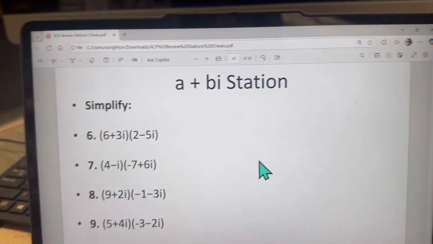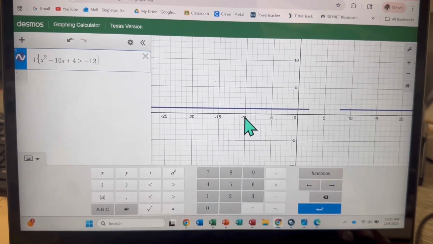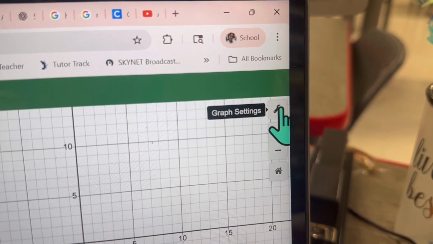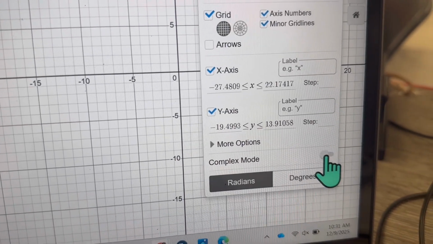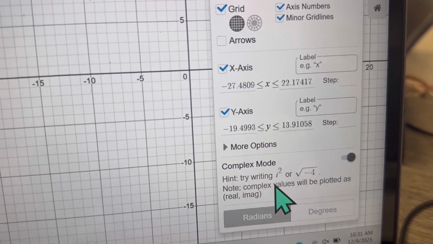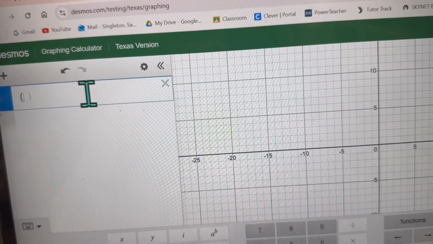That's how I taught you, because that's my job. But for this test, use your cheats. In Texas Desmos, click your wrench. Make sure complex mode is on. There's the i right there if you forget. And then put your complex expression in.